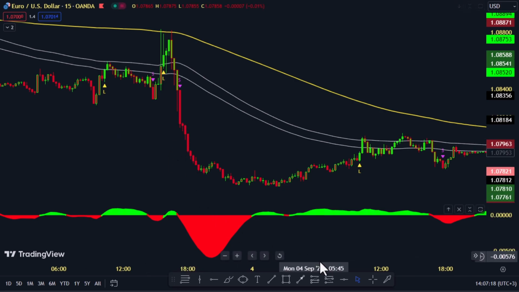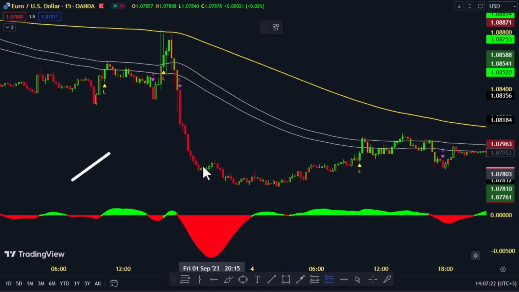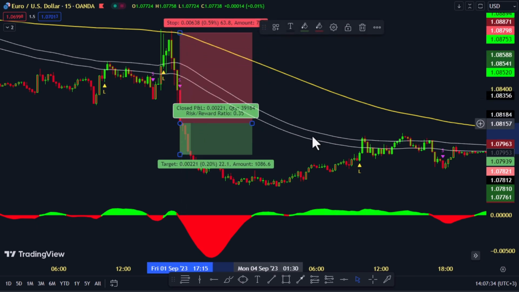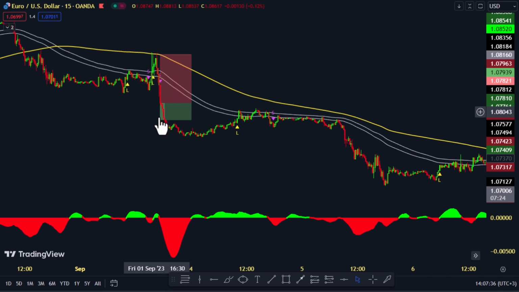Now, for short trades, patiently wait for a sell signal to appear. Check that the closing price of the signal candle is positioned under all the moving averages, confirming a downtrend. Again, ensure the squeeze momentum area confirms the signal. When all these criteria align, you can execute the short trade.